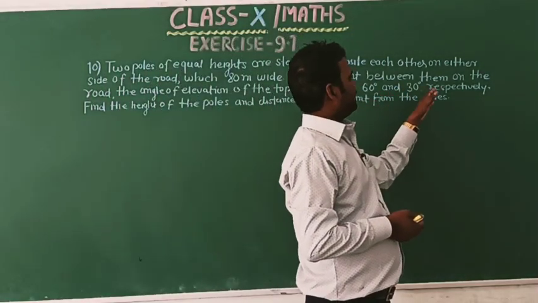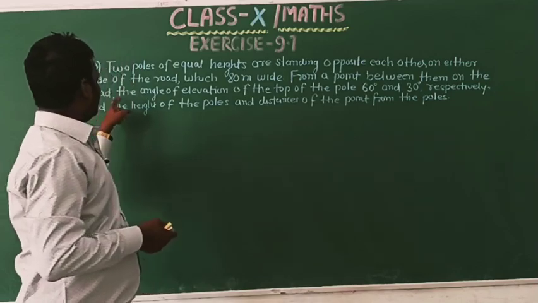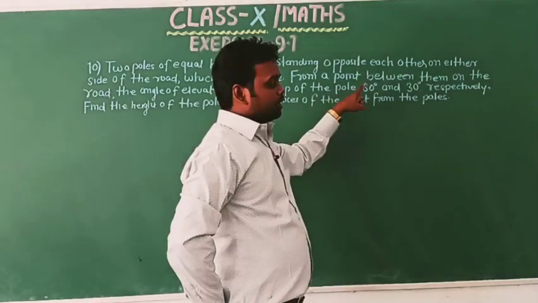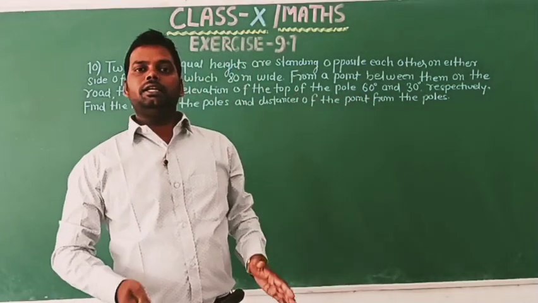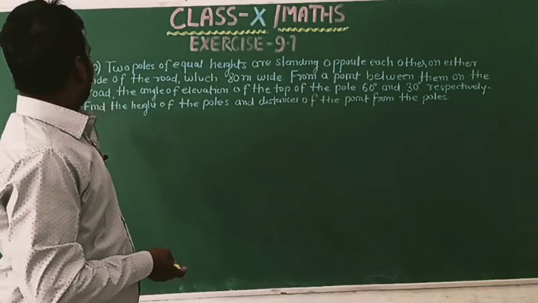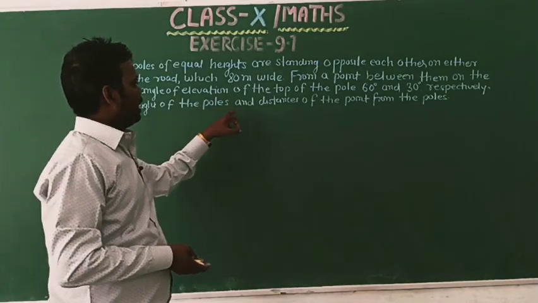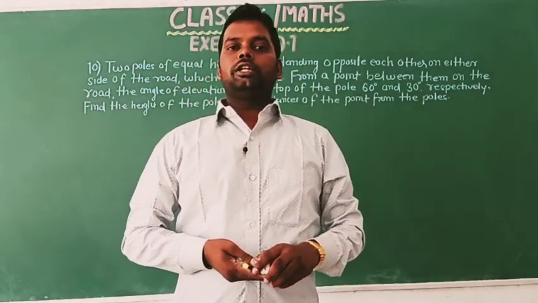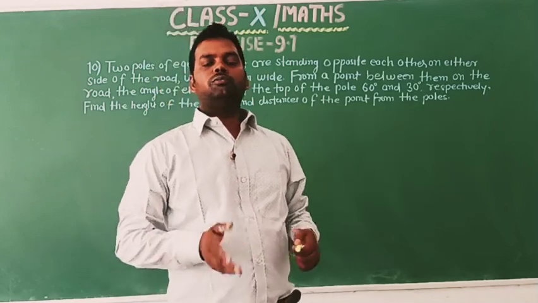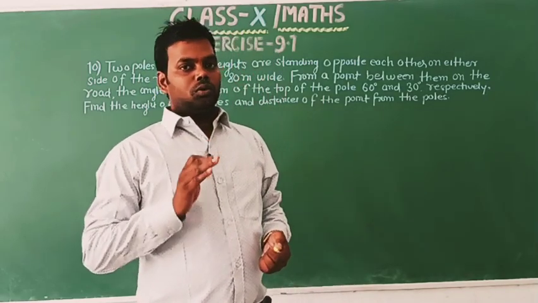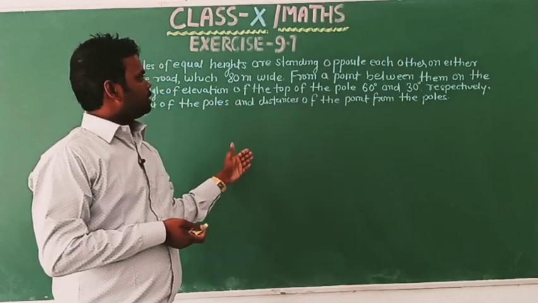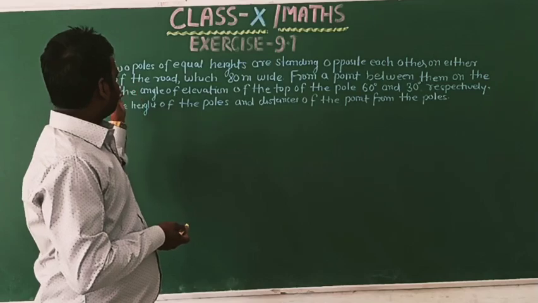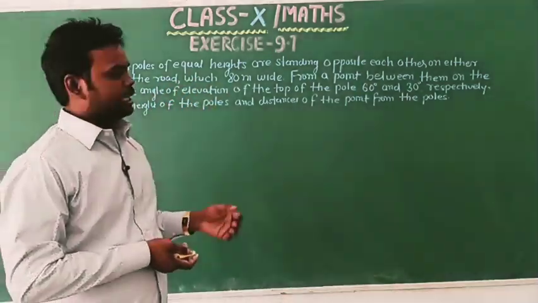From a point between them on the road, the angle of elevation of the top of the pole is 60 degree and 30 degree respectively. Find the height of the poles and distance of the point from the poles. So children, the first most important thing is to first draw the diagram by reading the statement of the question.